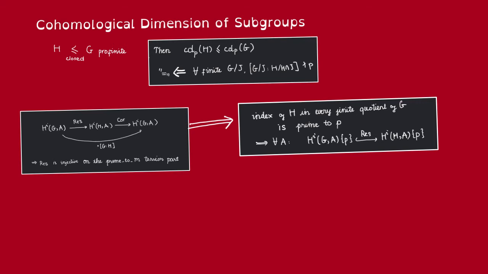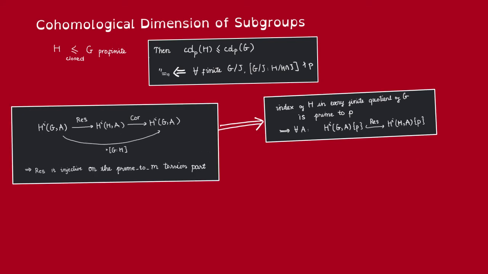Alright, so the corollary says that if the index of H in every finite quotient of G is prime to p, then the restriction map is going to be injective on the p-primary torsion part. So why does this imply the two cohomological dimensions are equal? Well, this would mean that whenever this module vanishes, then this one must also vanish. So that means that the cohomological dimension of G must be less than or equal to the cohomological dimension of H. So combined with the previous part, we must have that they are equal.